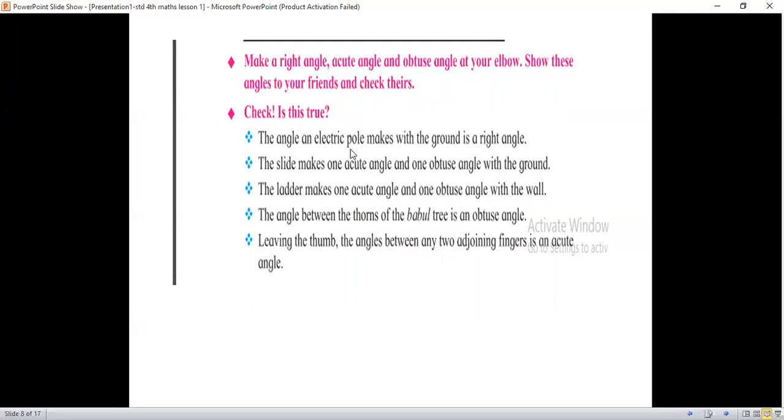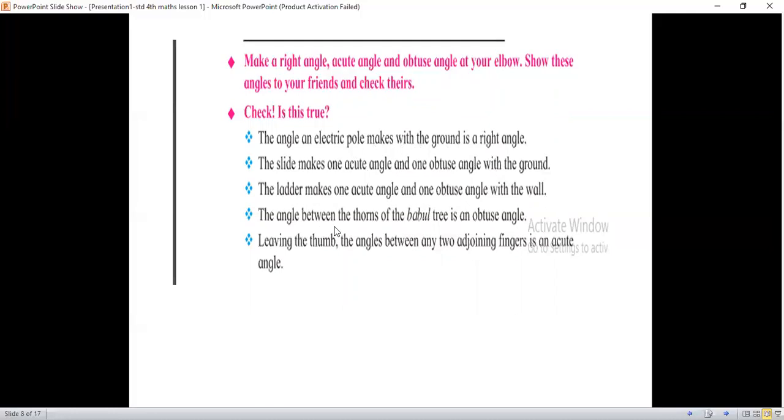The angle an electric pole makes with the ground is a right angle, right? Then the slide makes one acute angle and one obtuse angle with the ground. This is also right, as we have seen in the picture right in the beginning of the lesson. The ladder makes one acute angle and one obtuse angle with the wall. So we have seen this in the picture, and children can make a note and see whether it is true or false.